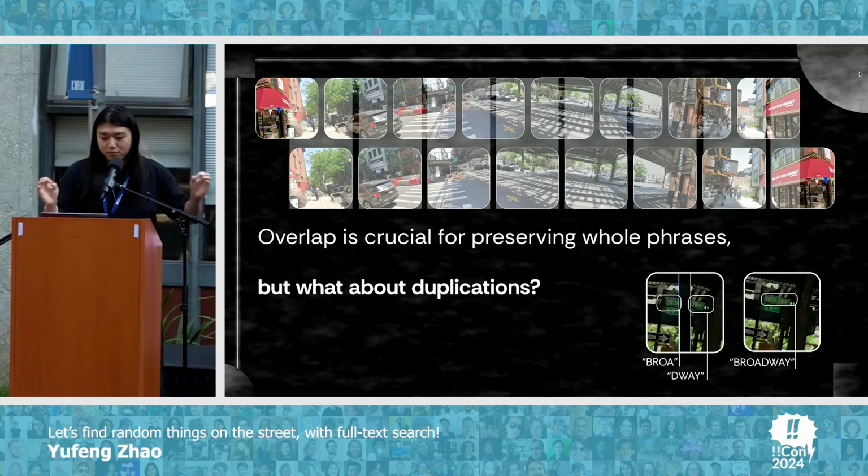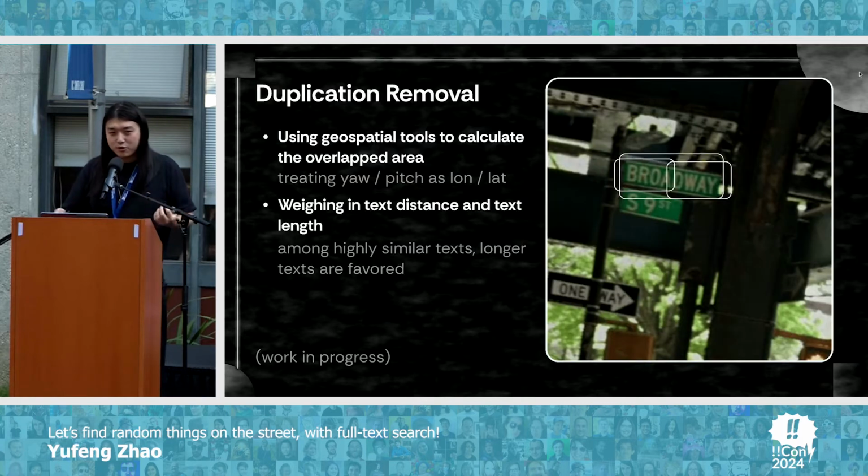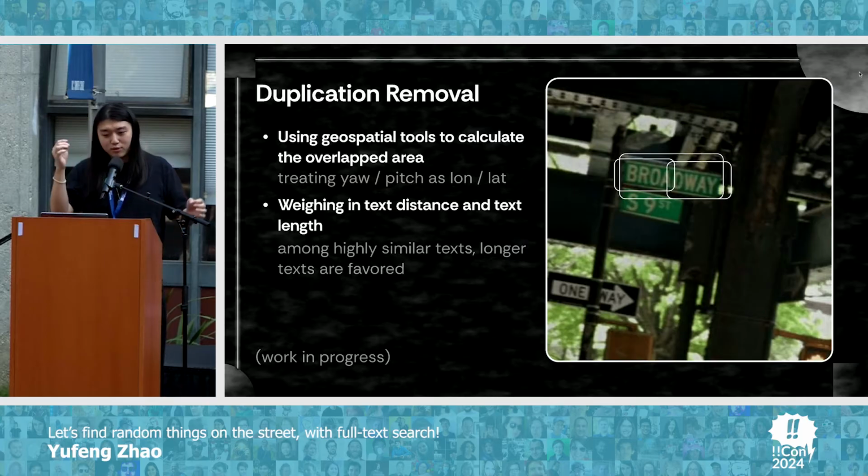So overlap is crucial for preserving the whole phrases, but what about the duplications you get? Because now you have Broad, you have Dway, you have Broadway. I'm still working on this. Duplication removal is a lengthy process. It's a complicated one. I'm using geospatial tools just because I'm lazy on the math.